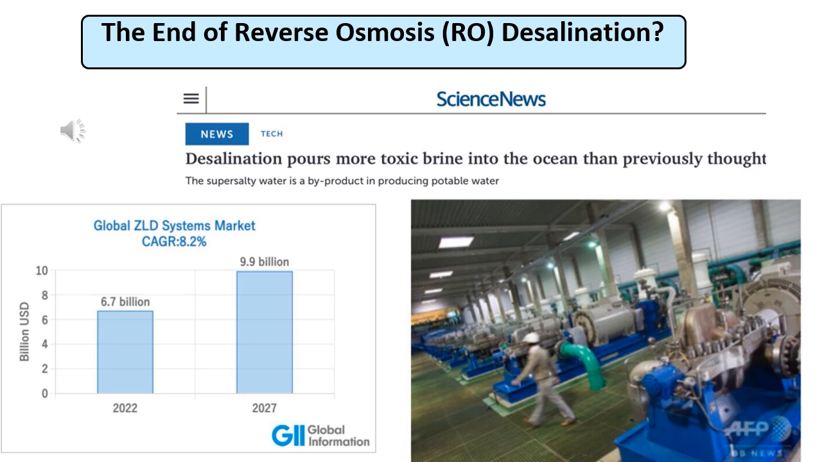For this reason, there is a growing movement around the world to move towards ZLD, or zero liquid discharge. By 2027, the market for devices that meet this demand is projected to be $9.9 billion.